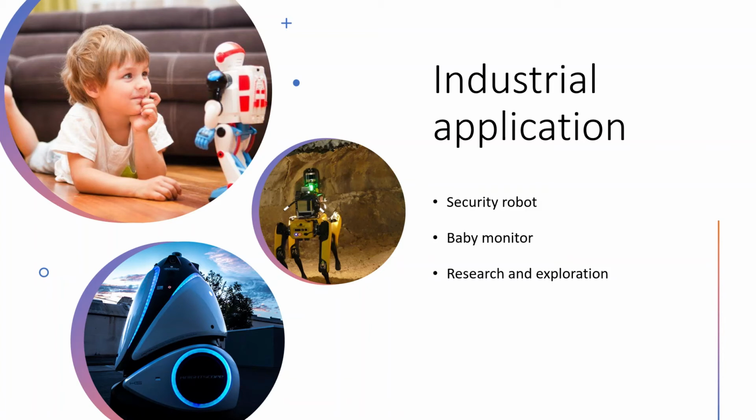Besides that, it can also be used as a baby monitor. So say instead of having just a camera at home, you have a robot cat that can move around and interact with the baby at home and such. It's also for research and exploration purposes, as a dynamic robot. It can also be used for such purposes and help keep people safe.